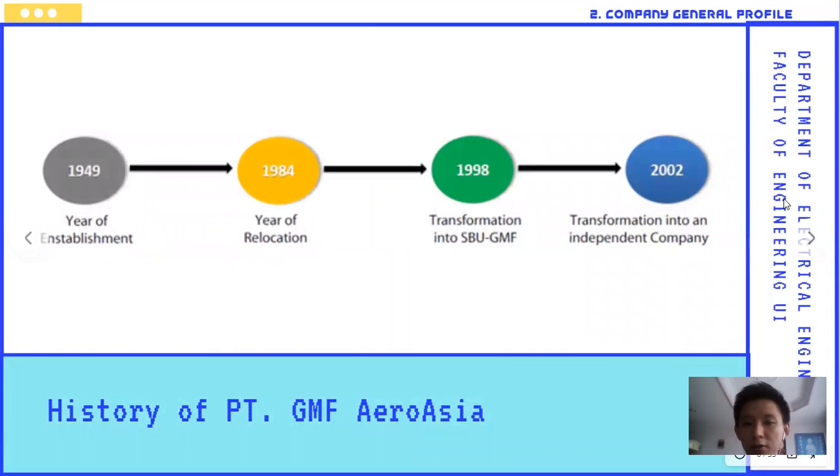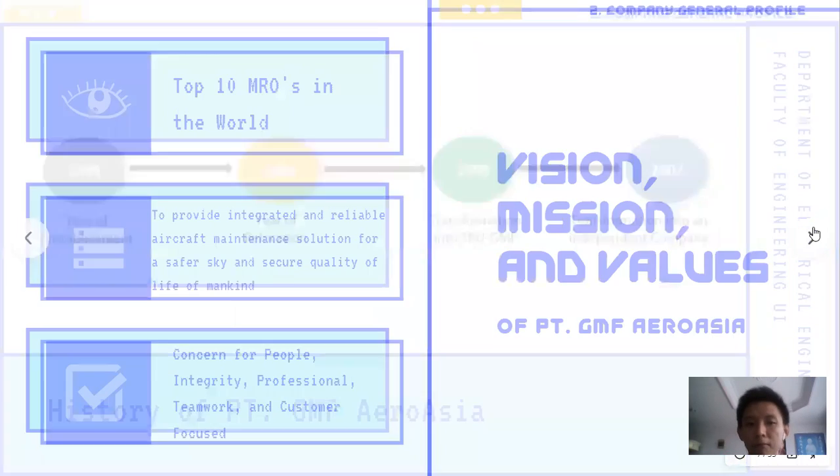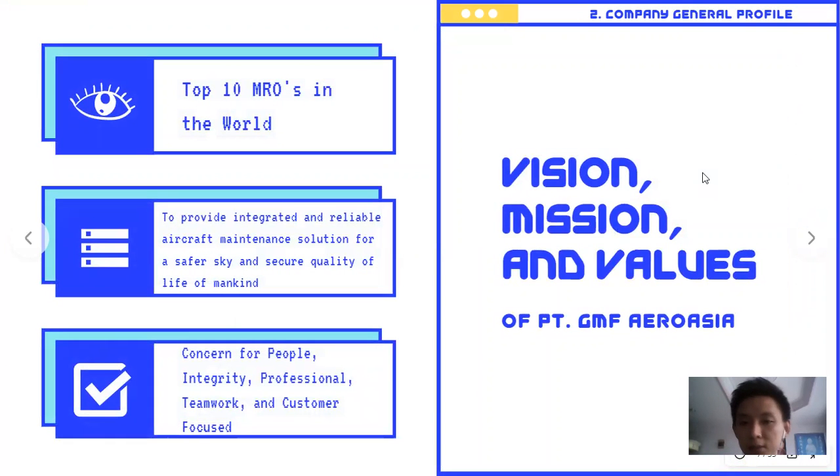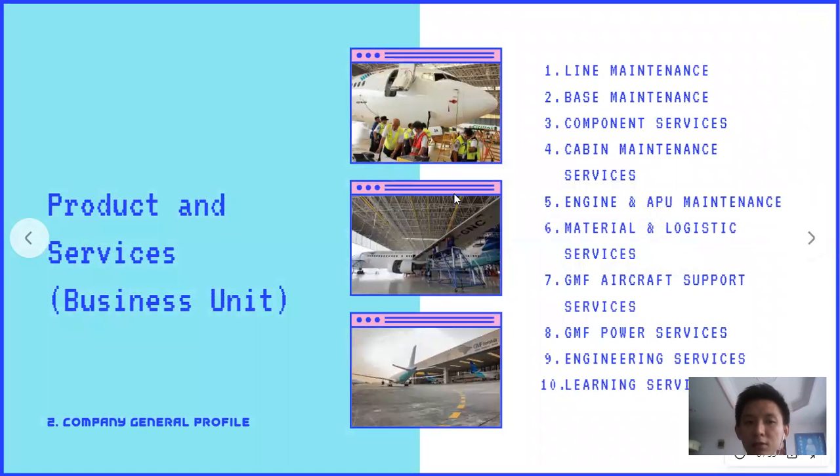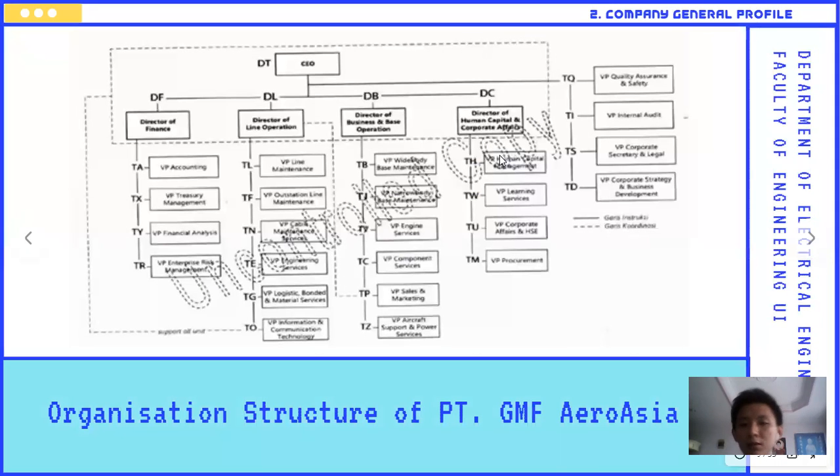And this is the story of PT Kemek AeroAsia. And this is the vision, mission, and values of PT Kemek AeroAsia. Actually, PT Kemek AeroAsia is a company that works in maintenance, repairing, and operations of aircraft. And this is the product and services or business unit under PT Kemek AeroAsia. So we are in here, number 7 and 8. We are in here. And this is the organization structure of PT Kemek AeroAsia.